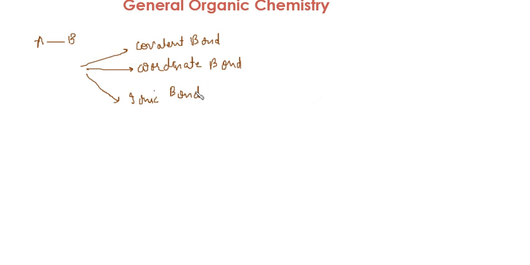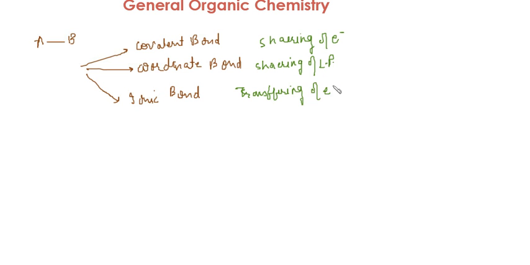We know a covalent bond is formed by sharing of electrons. A coordinate bond is also formed by sharing of a lone pair. An ionic bond is formed by transfer of electrons. When electrons are transferred from one atom to another atom, then an ionic bond takes place.